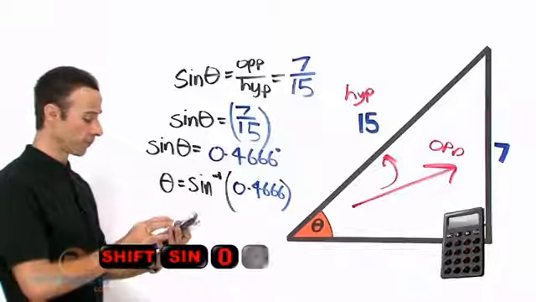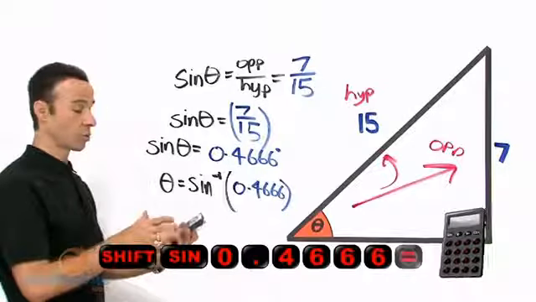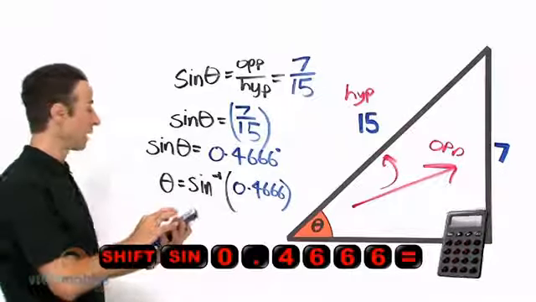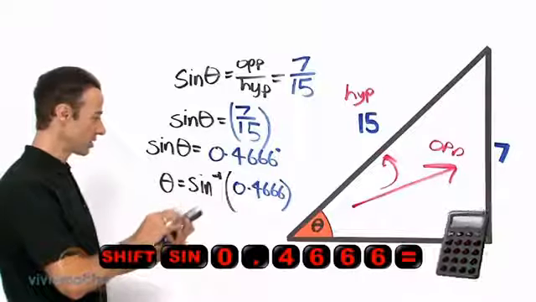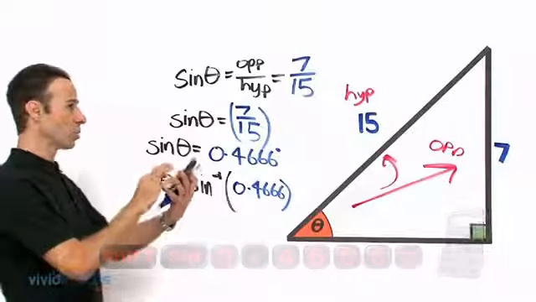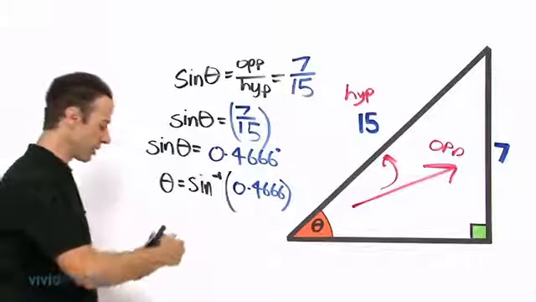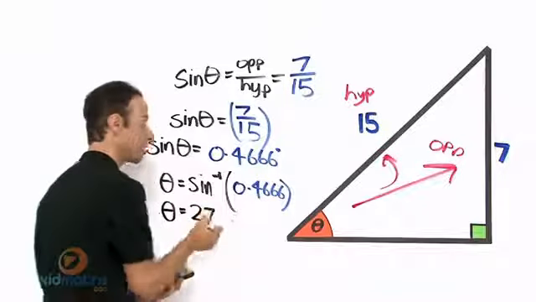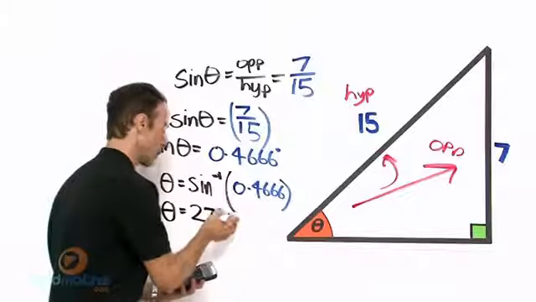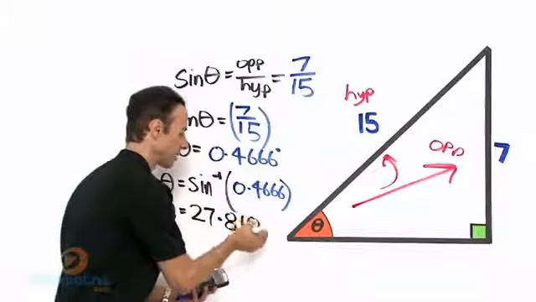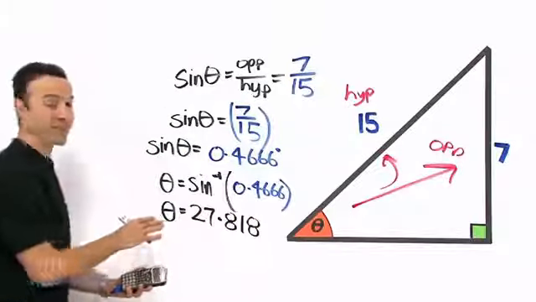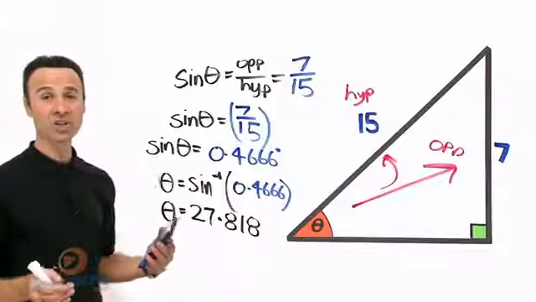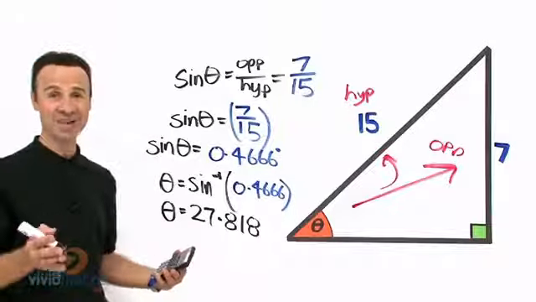And then we press the button, so we go shift or second function, and we write down 0.466, and we come up with the answer, which is 27. So theta equals 27, and this will be in decimal, 0.818. Now, that's what theta equals. That's in decimal form. We're going to change it into degrees and minutes as asked in the question.